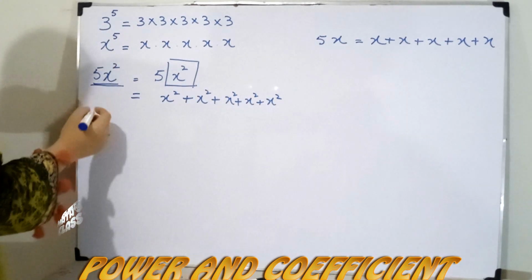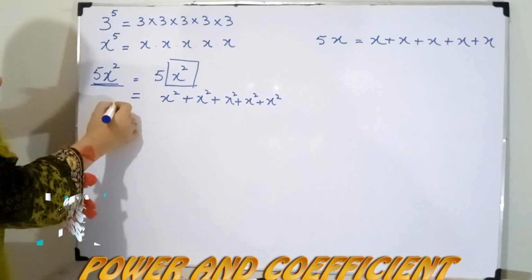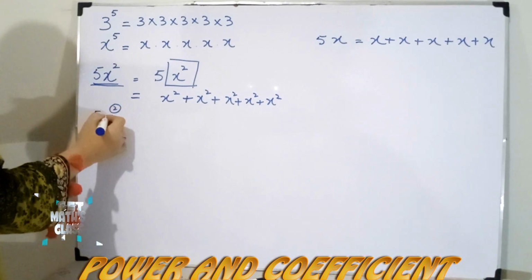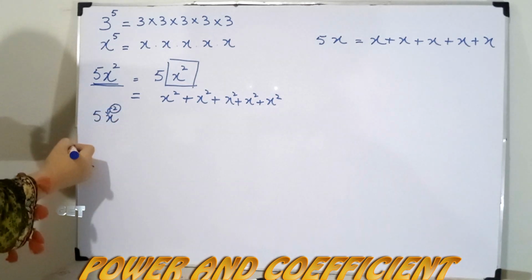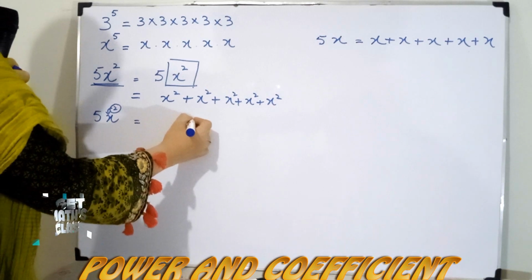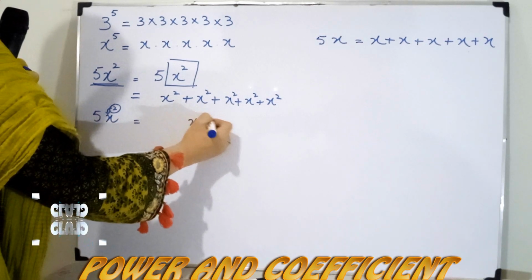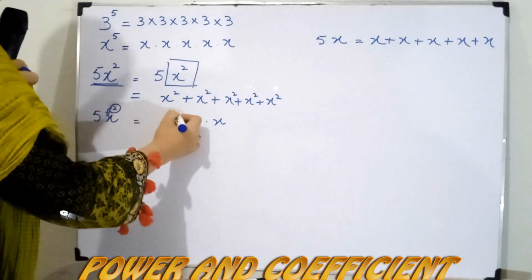If I explain the same number with respect to power, you can see this power is only on the variable x. So power shows the number multiplying itself. That means x square means x multiply x, and the coefficient 5 will remain the same.